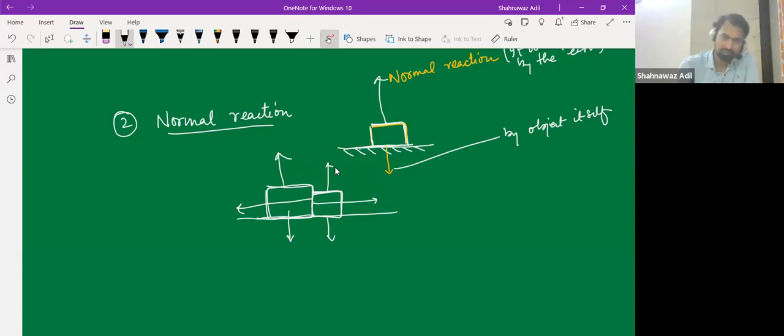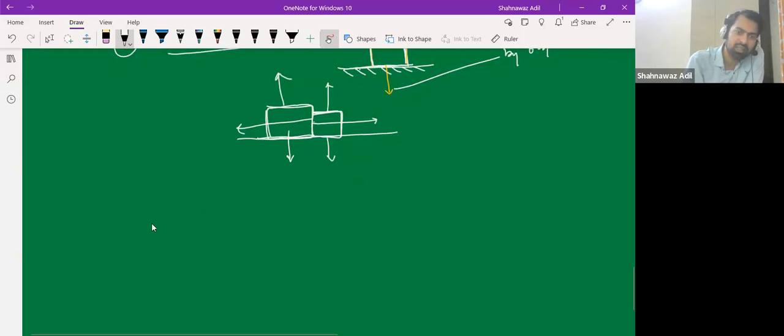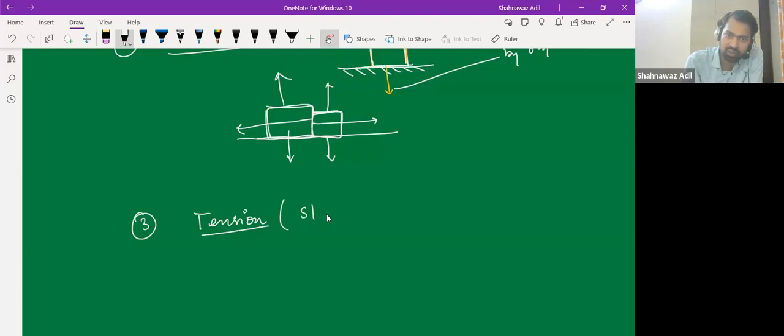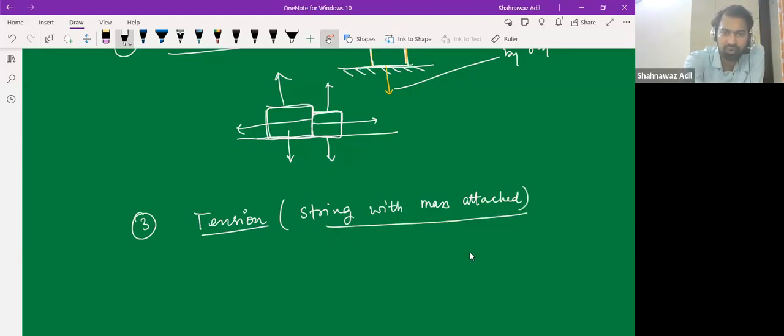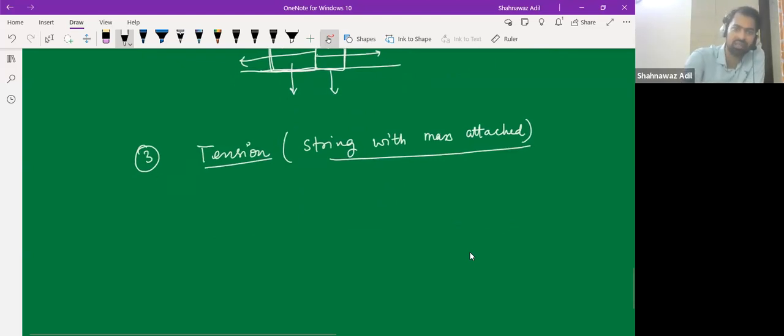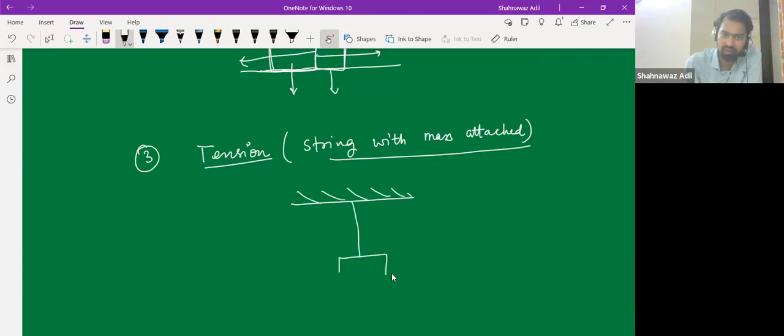Right. And then the third thing that we understood was this tension. Whenever we have a string with some mass attached, it will apply some force in the opposite direction of the mass attached. Let's say we have this string and some object is hanging from the string. Then this string will apply a tension in this direction, against the weight of this object.